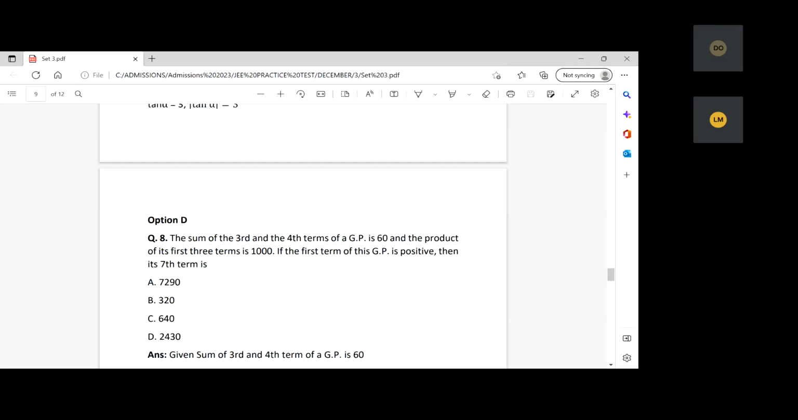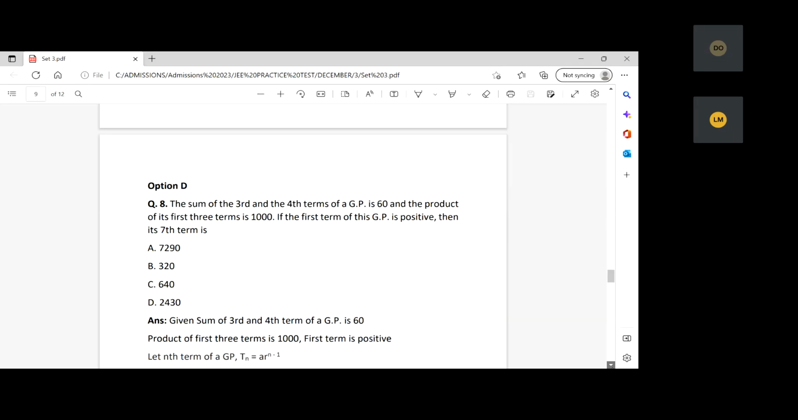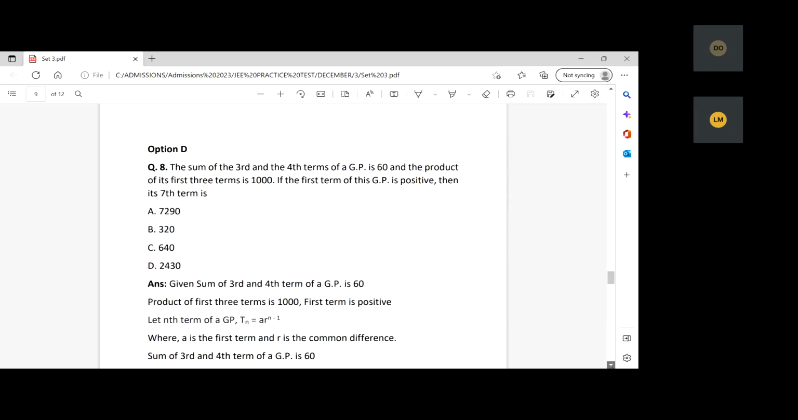So I think any of you have received the answer. You can just type that in the chat box. Okay, is it 640? Okay, let's check. You can start doing it and then we'll discuss. How many of you got the answer 640?